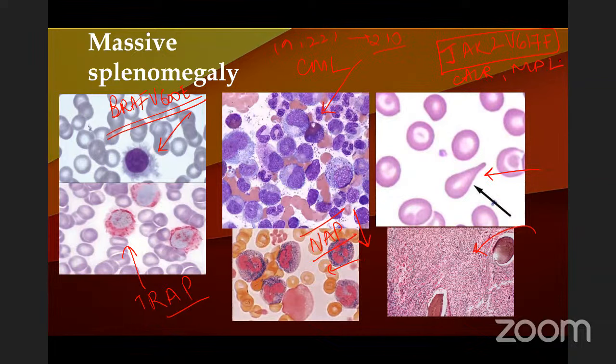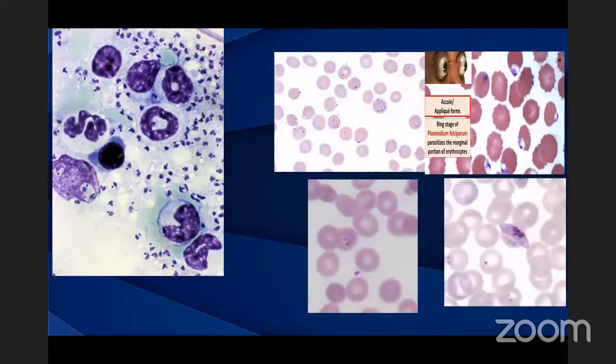Okay, going to the next, again, massive splenomegaly. You always have to look for these T-shaped structures. This T is nothing but a kinetoplast, and this body is the LD body. Please remember, LD bodies are typically seen with massive splenomegaly.